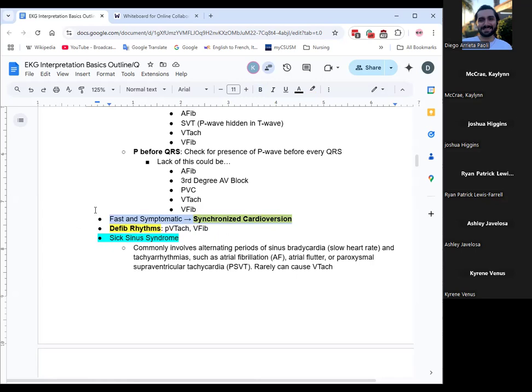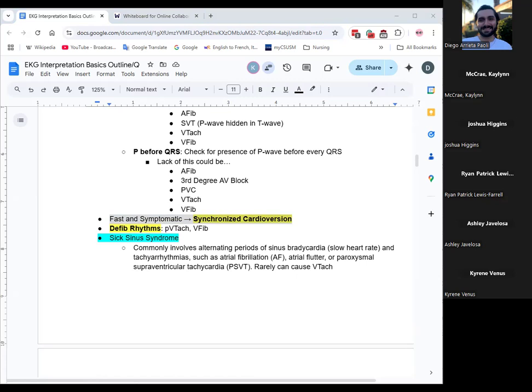Yeah, so the shortness of breath, chest pain, sweating, syncope, yeah, hemodynamic instability. Unstable. Cool.